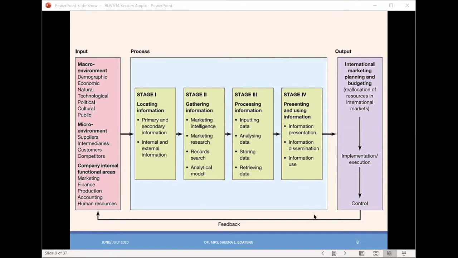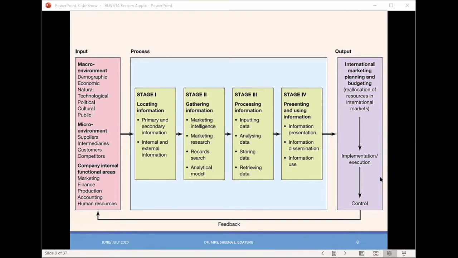Based on the feedback you get from the decision-making you have done and the strategy you are currently executing, you can see where there are shortfalls, and it will necessitate going back to the beginning to get additional sources of information to enhance your current strategy and make sure it comes up to the standard to enable the firm to survive its current situation. So that, in a nutshell, is the marketing information intelligence system.